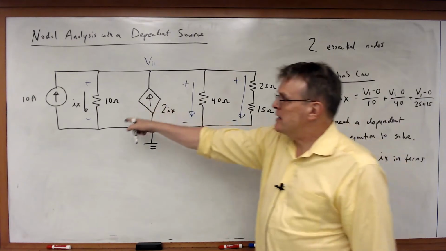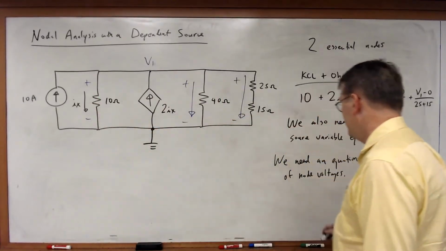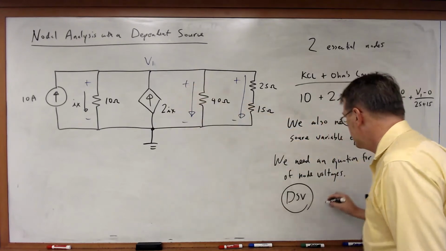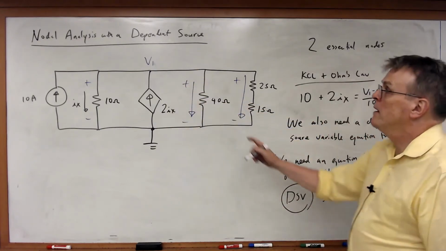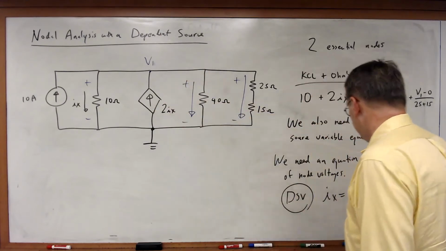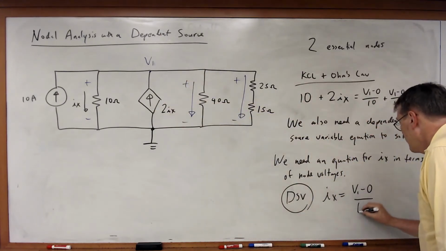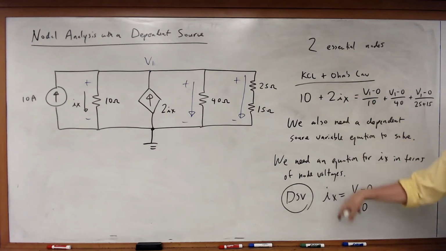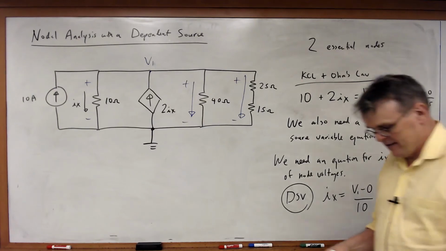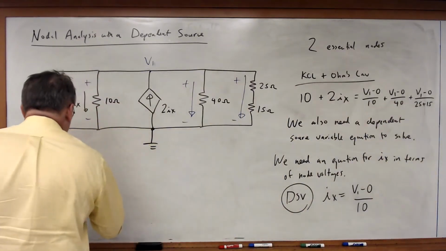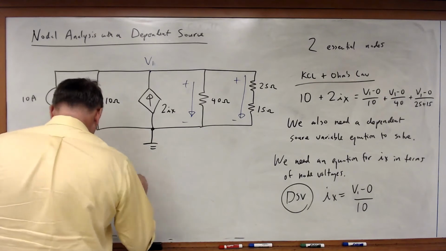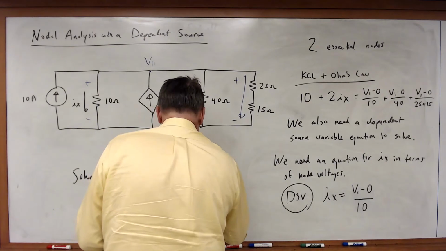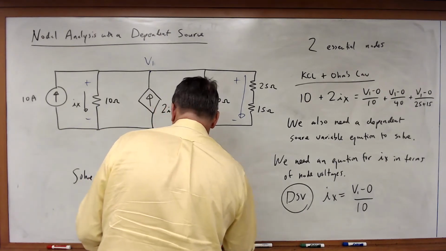How do I write Ix in terms of node voltages? Just like this. My dependent source variable equation is that Ix must be equal to (V1 minus 0) over 10. That's my second equation. Now I have two equations, two unknowns. Now I can solve. And if I solve, what I will get is that V1 is equal to minus 200 volts and Ix is equal to minus 20 amps.